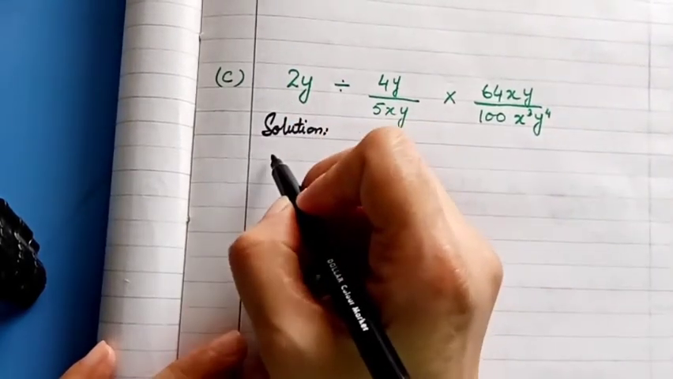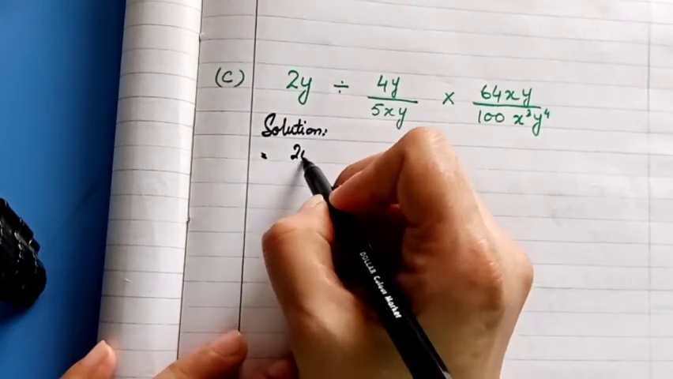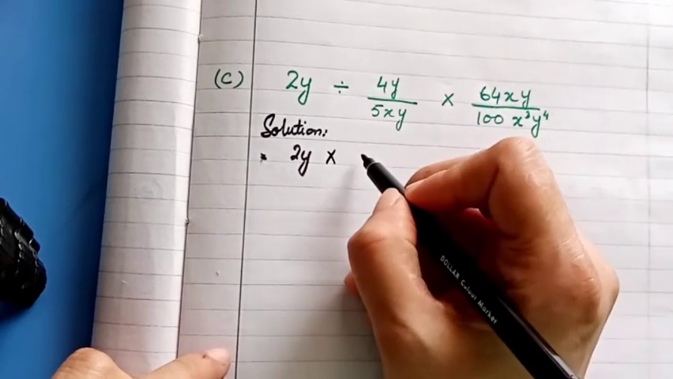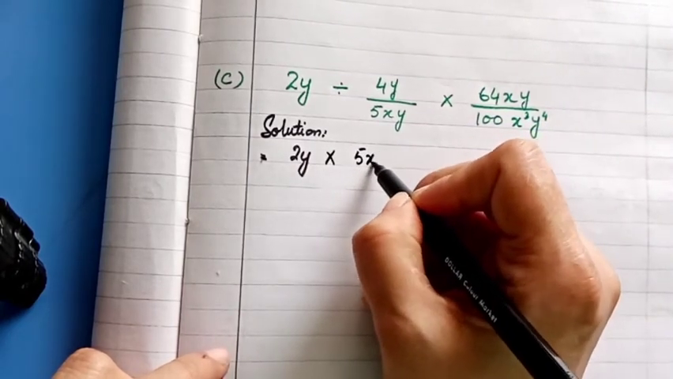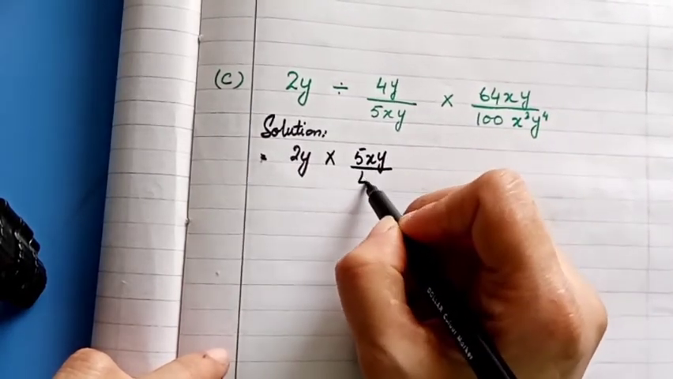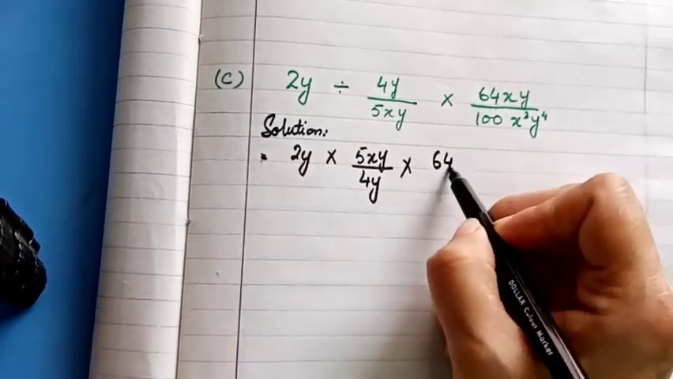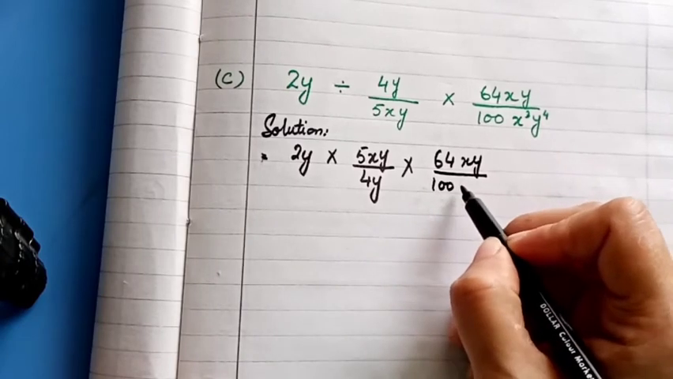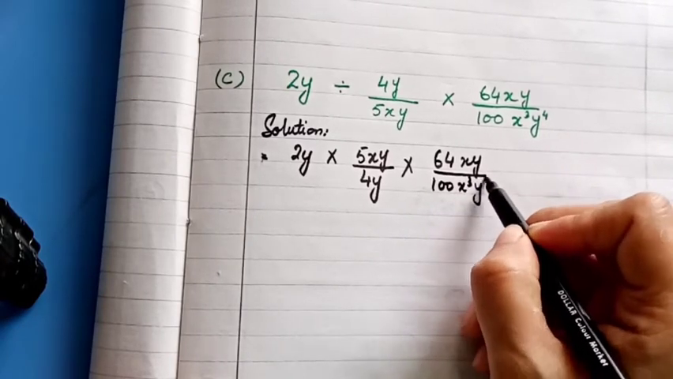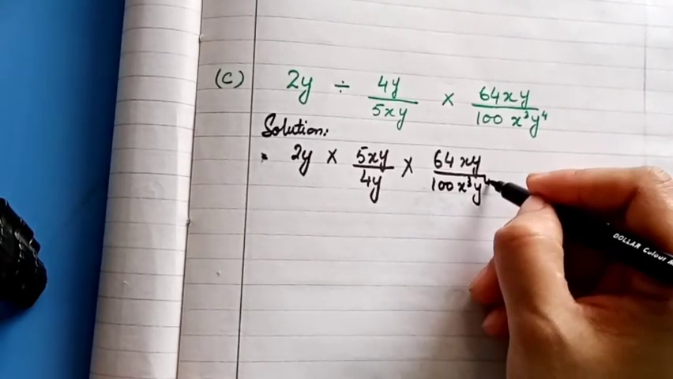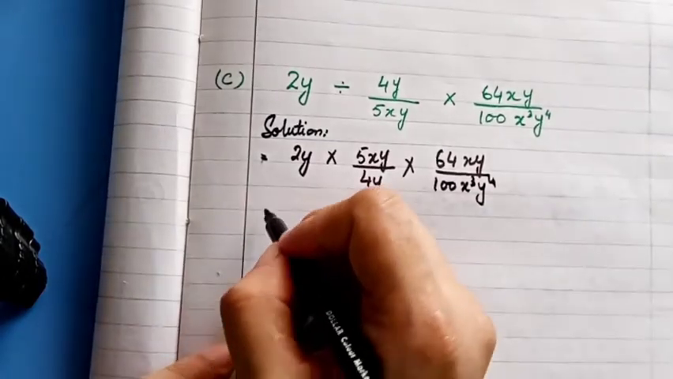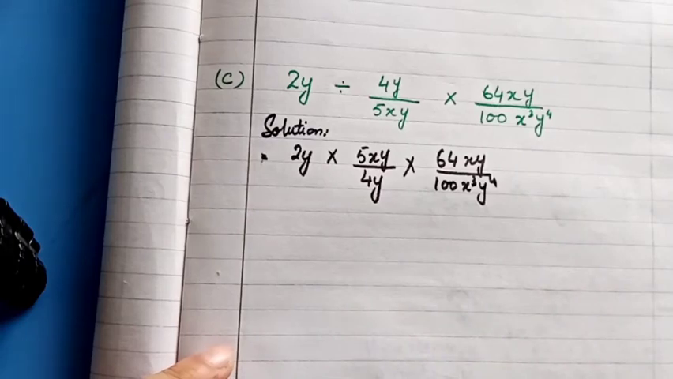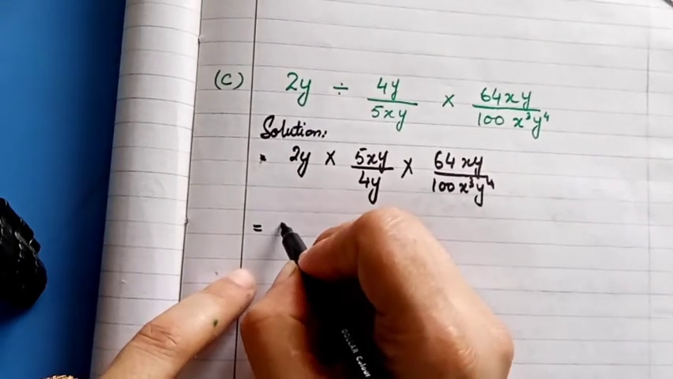Okay, starting solution. First we have to write 2y. I am changing this sign, so we have to reciprocate this term. Okay, now what we have to do is the same as we did in question number 6 part A. We have to separate all the coefficients and the variables. I am separating the coefficients.